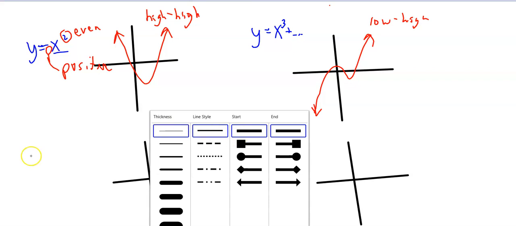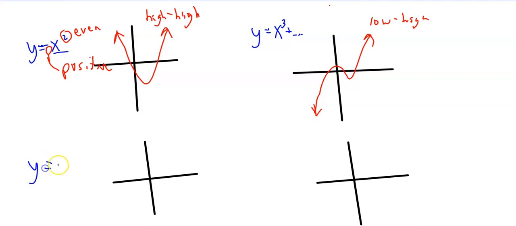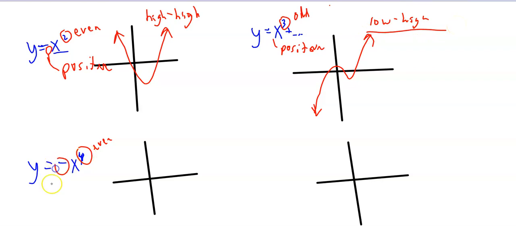Another case would be, let's say you have y equals negative x to the fourth. Now it's a 4 right there, so we have an even exponent. Like this one was an odd exponent, but positive, and those are always low, high. Even exponent but negative is going to be high, low. It might have a wiggle in the middle, but it's going to start high and end low, which is the opposite of this one that starts low and ends high.